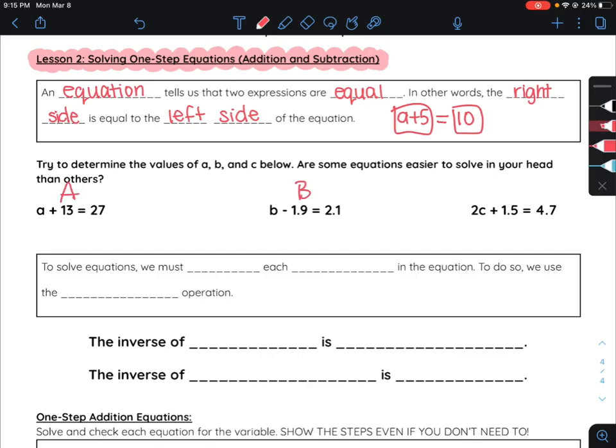So of these three, which ones are you able to find the answer for in your head? And are some harder to solve than others? So just take a minute and think about that.